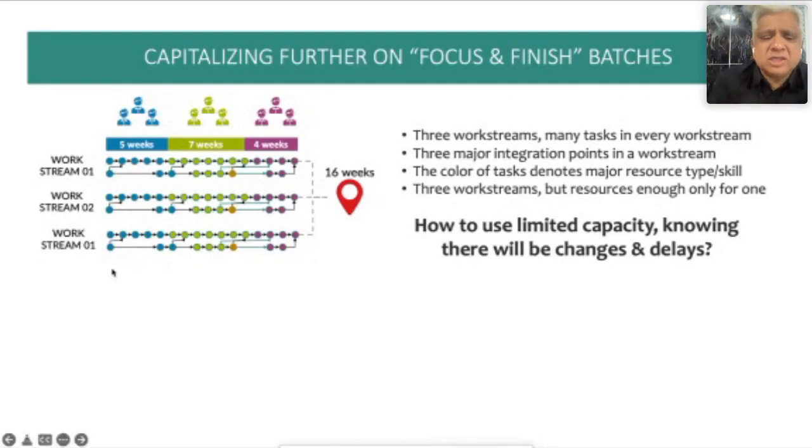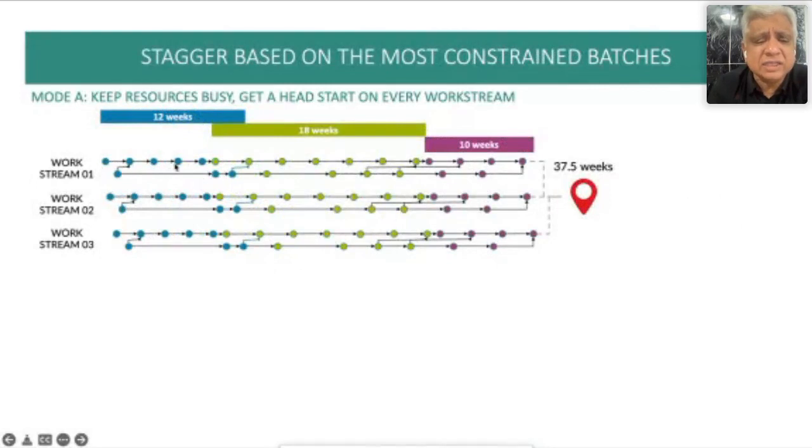So if you are a good manager, you know that your resources are limited. You don't have enough resources to pursue all the work streams, and you also will have delays downstream. So how will you use this limited capacity? In my experience, what people will do is they'll say, let's optimize the schedule. Let's make sure people don't sit idle.